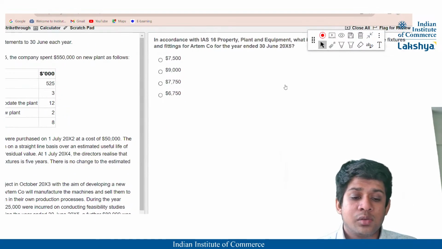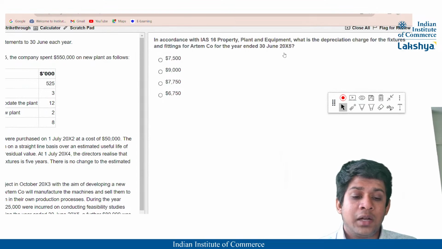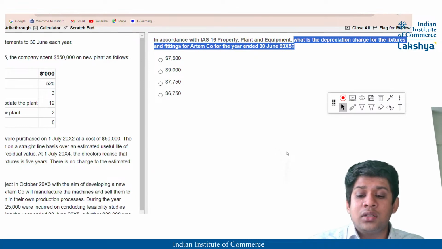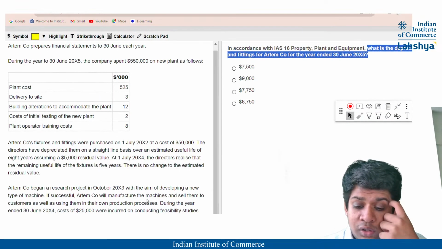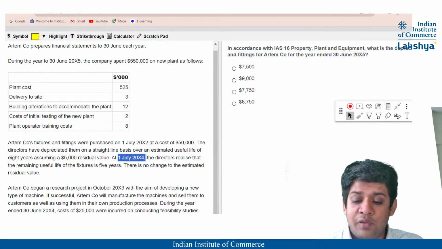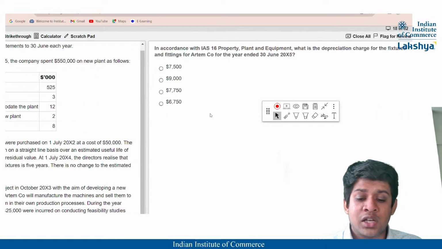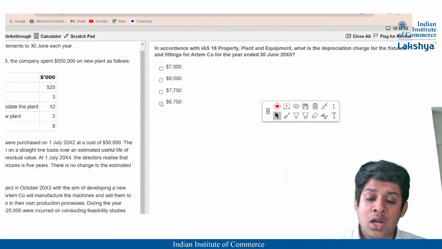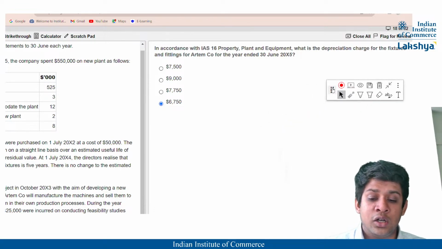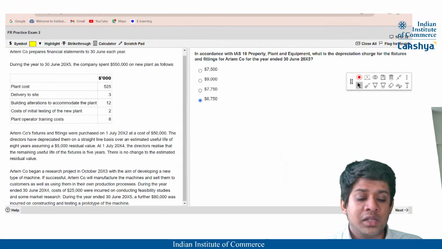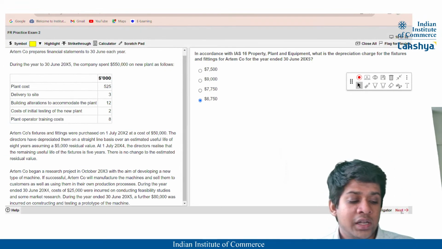Okay. In accordance with IAS 16, property, plant and equipment, what is the depreciation charge for the furniture, fixtures and fittings for Atom Company for the year ended 30th June 2015? We calculated, from 1st July 2014 to the year end 30th June 2015, the new depreciation considering the new estimated useful life of the asset. We calculated it to be $6,750. Okay. So I hope this sum is clear to you all. We have already calculated it.